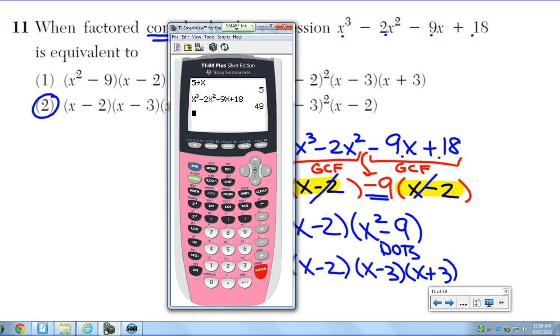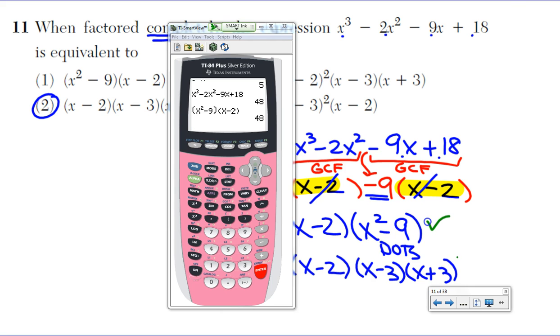You're going to get that value, 48. And then when you type in choice 1, you're going to get 48 as well. And then you might fall into the trap and pick it, but I caution you that, remember, it just tests equivalencies. Choice 1, we already know is the same. We saw it here. All right, but the problem is it wants completely.